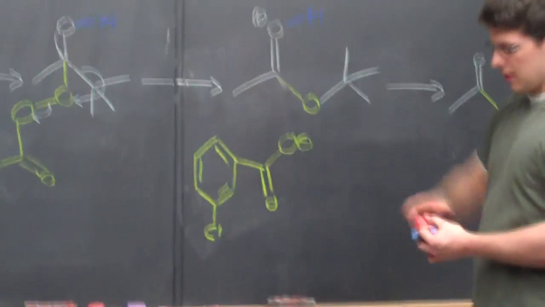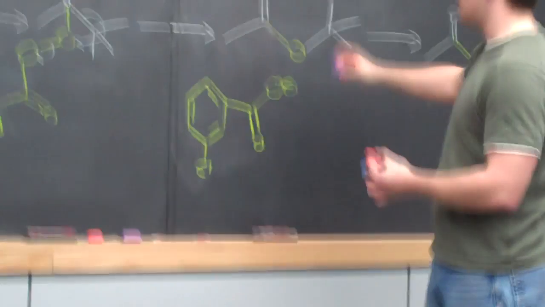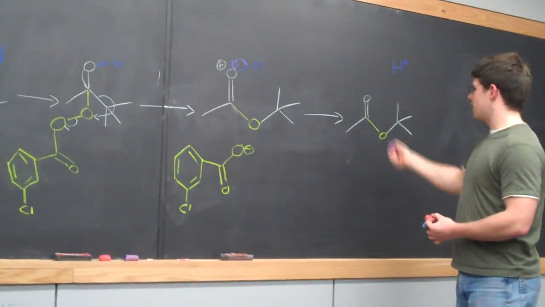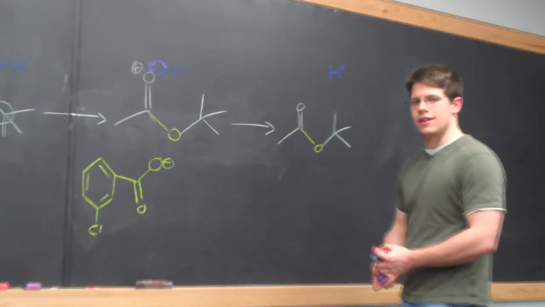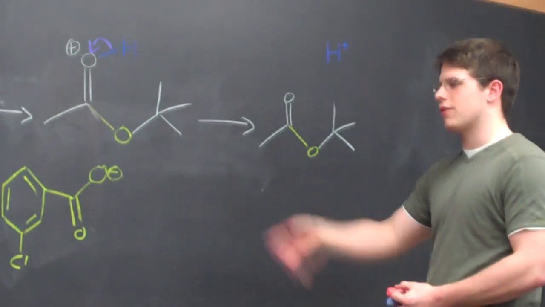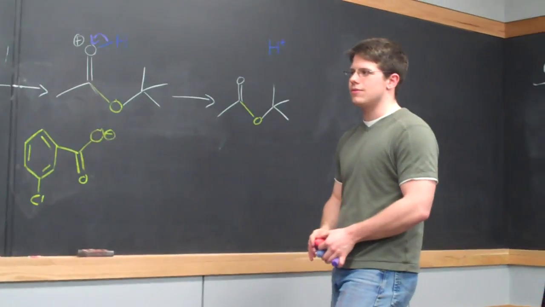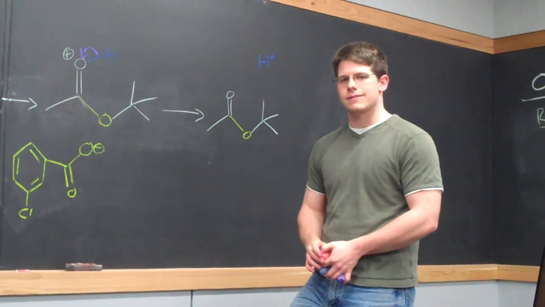The H plus comes off, which leaves us with the ester that we originally looked for. And that'll work for aldehydes and cyclic ketones, all sorts of things.